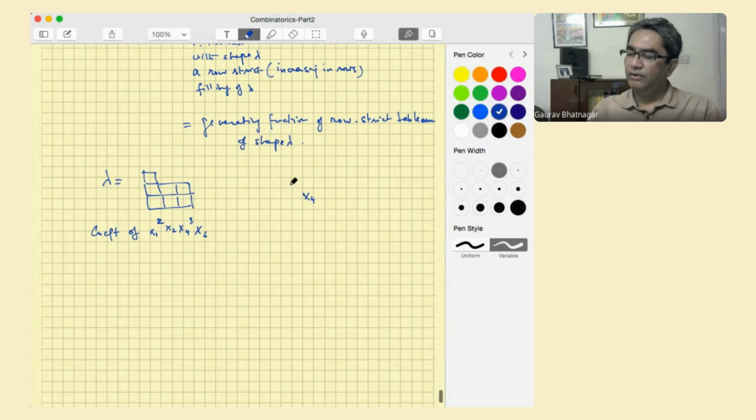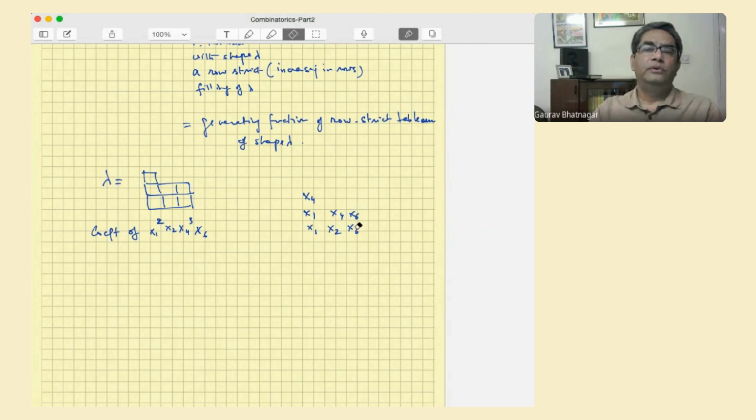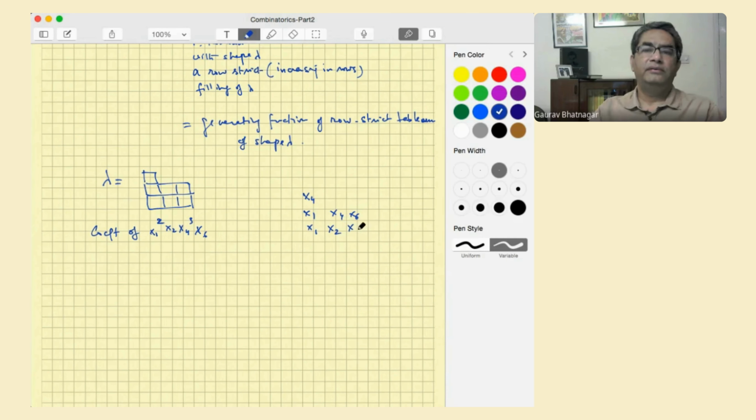So x4 cannot come here because I need x1 also. So x1 is the smallest, so I need two x1s. So I have to have x1, x1 here. And then the possibilities are that I could have x2 and x6 here, and x4 and no, I need an x6 here. So I can do a x4 here.